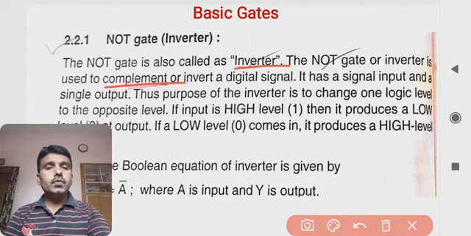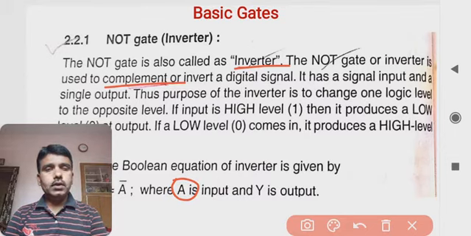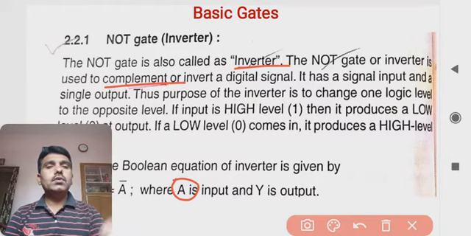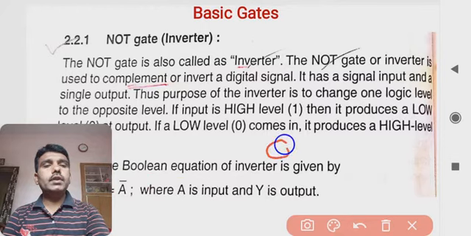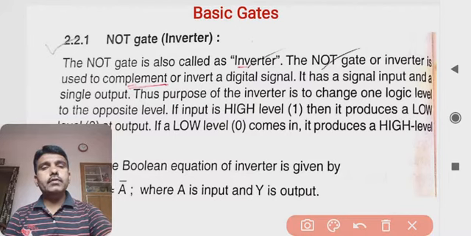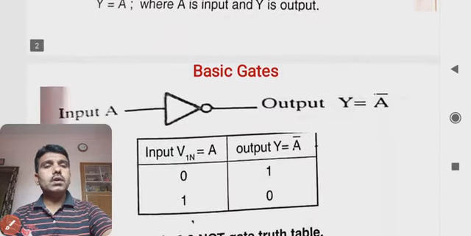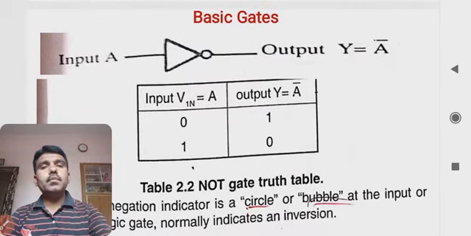Suppose A is given as input to that circuitry, the NOT gate; then it will give you the complement of A as output. That means if you give input 0, it will give output 1. If you give input 1, it will give output 0. So in this case it gives a complemented or inverted output, and that's why it is called a NOT gate. And another thing, if you want to learn about this NOT gate, is the symbolic representation.